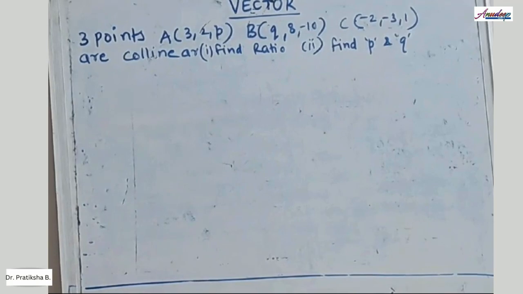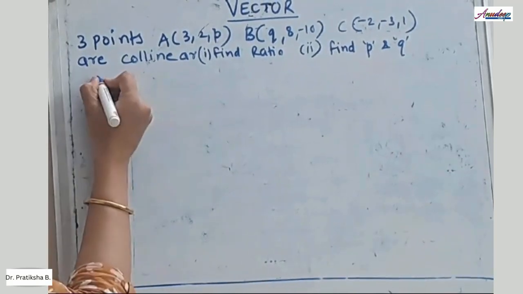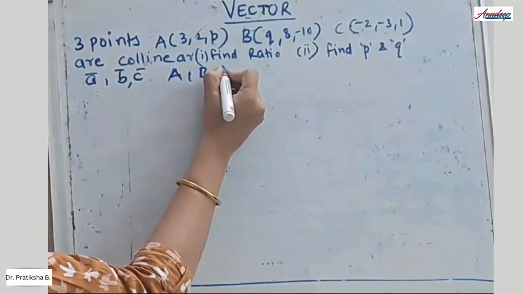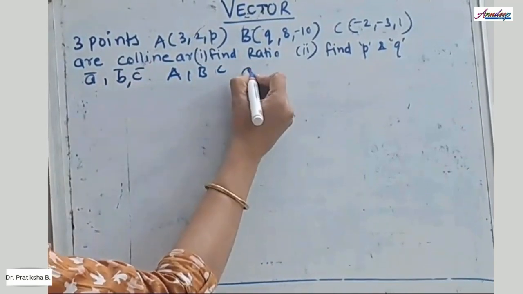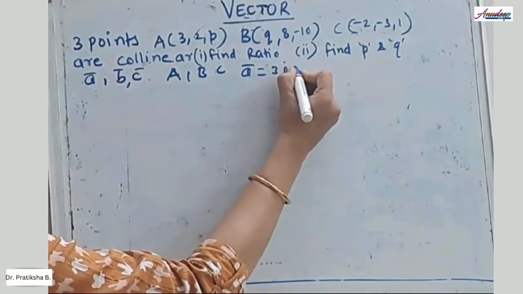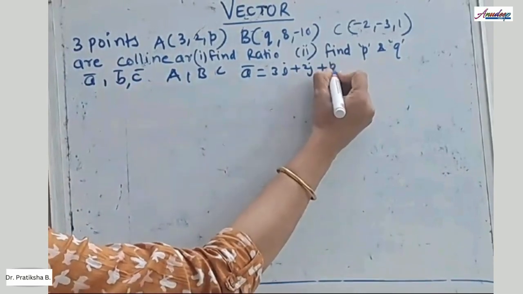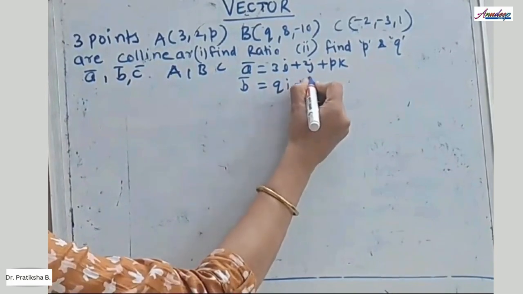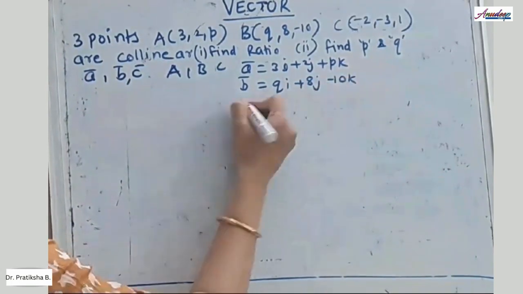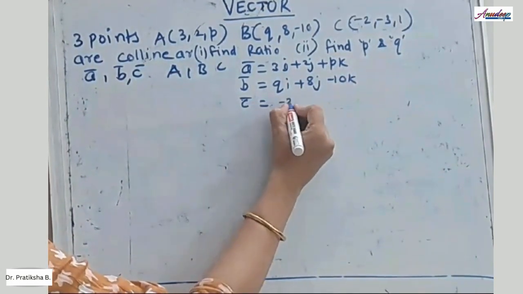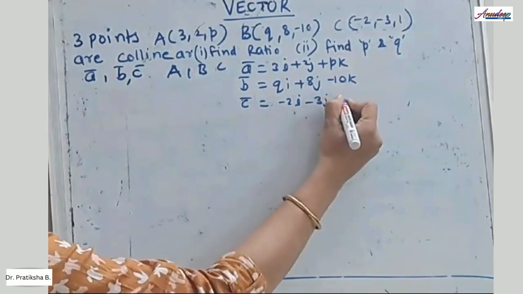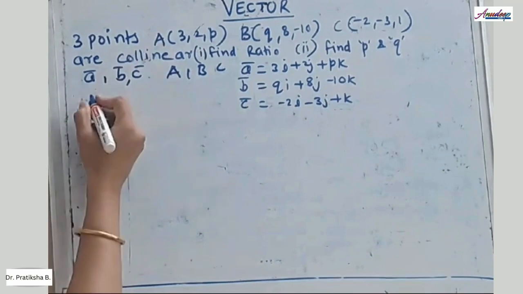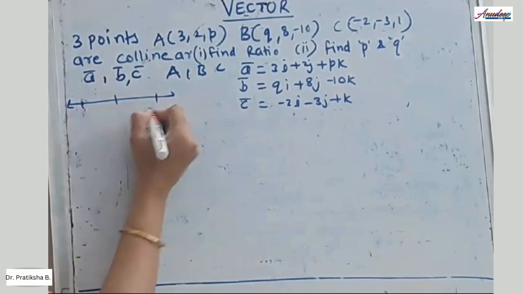So let us assume that small a, b, c are the position vectors for the points capital A, B, C. So what I can get, a vector as 3i plus 2j plus pk. B vector is equal to qi plus 8j minus 10k, and C vector is equal to minus 2i minus 3j plus k. So by section formula, like we have been given, these points A, B, C are collinear.